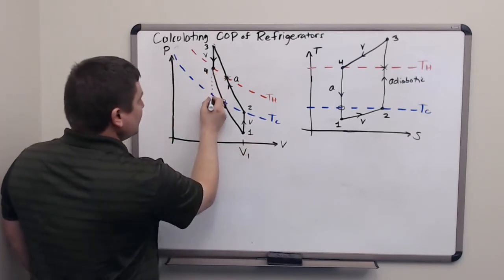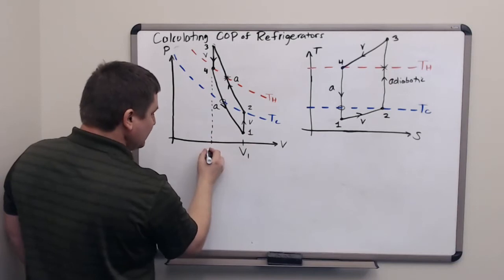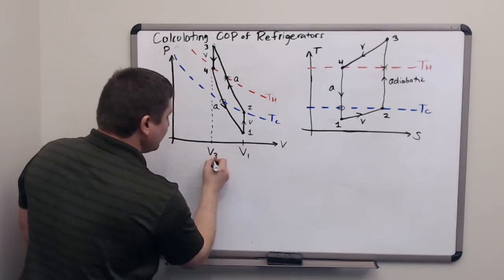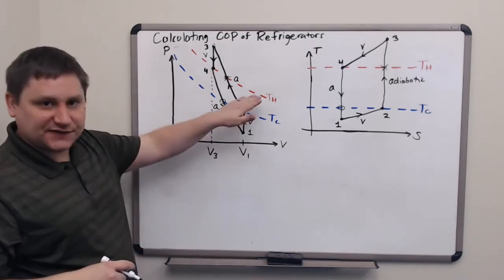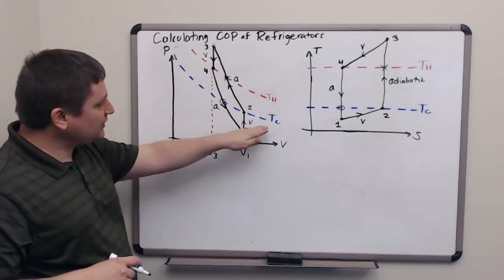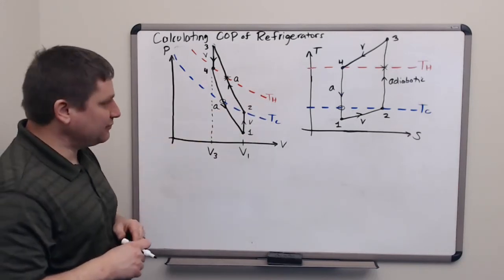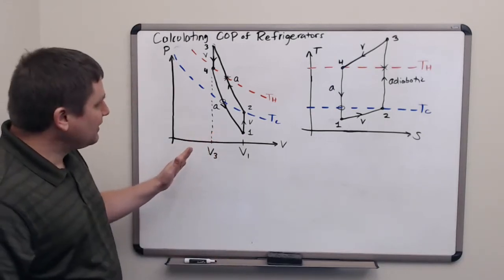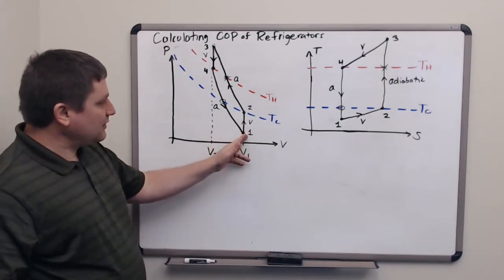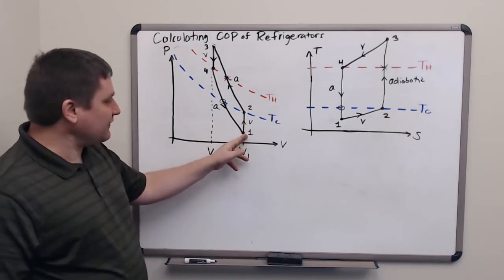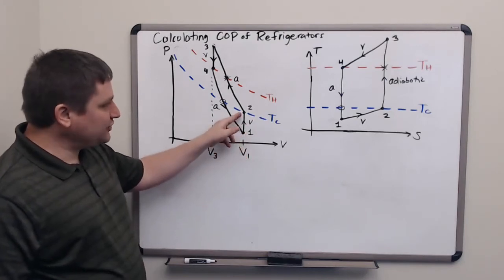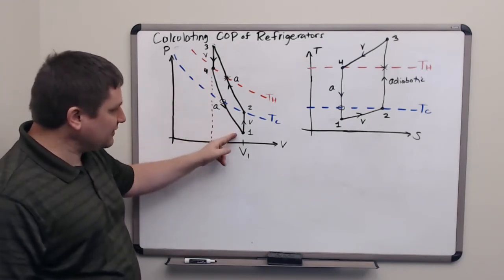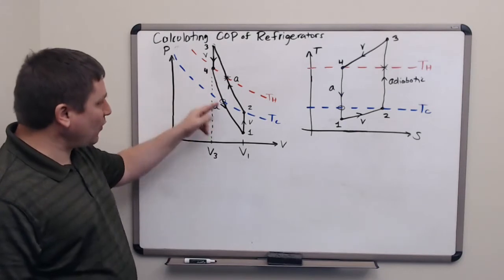Let's let the volume at locations 1 and 2 be equal to V1, and the volume at locations 3 and 4 to be V3. The hot reservoir is at TH and is in red. The cold reservoir is at TC and is in blue. Notice that this cycle looks kind of bizarre on the PV diagram because location 1 is below the temperature of the cold reservoir. Location 2 is at the temperature of the cold reservoir. And the system actually passes across TC on the segment from 4 to 1.